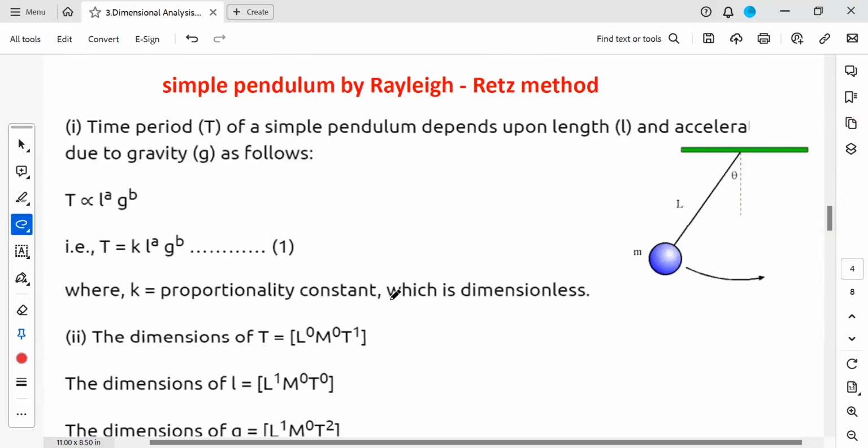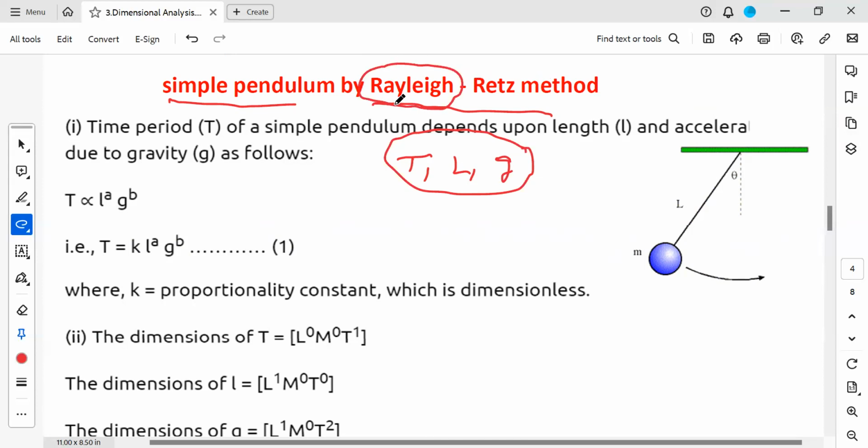Let us take one problem, a simple pendulum problem, using Rayleigh's method. Rayleigh's method or the Rayleigh-Ritz method, both are the same. In a simple pendulum, the time period is one variable, length is one variable, and acceleration due to gravity is one. Three variables are there, so we can apply Rayleigh's method here.